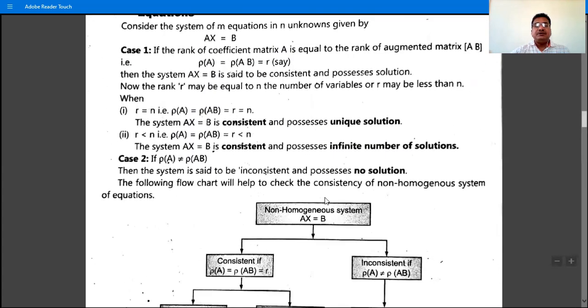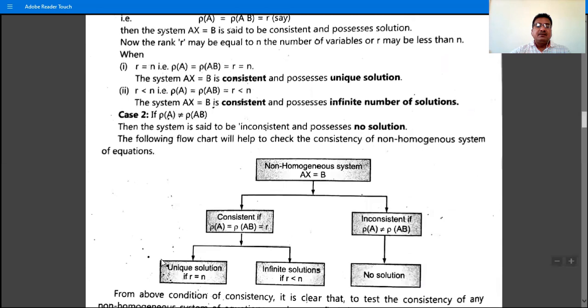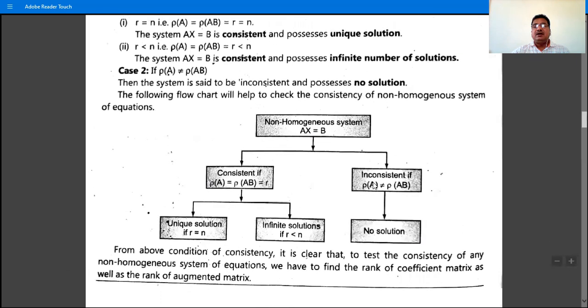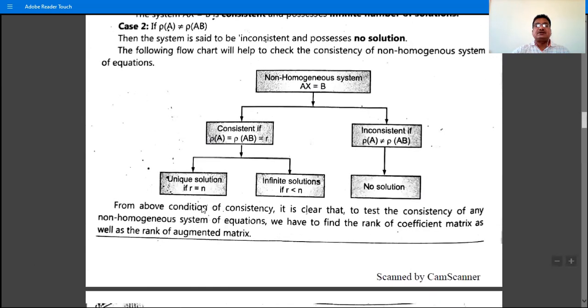Now for the non-homogeneous system: if the rank of A and the rank of [A | B] are both the same, and suppose it is equal to r, then the non-homogeneous system Ax = B is consistent. This is the notation for rank of A, rho(A), or write rank(A). And if the rank of A and the rank of [A | B] are not equal, then the non-homogeneous system is inconsistent.